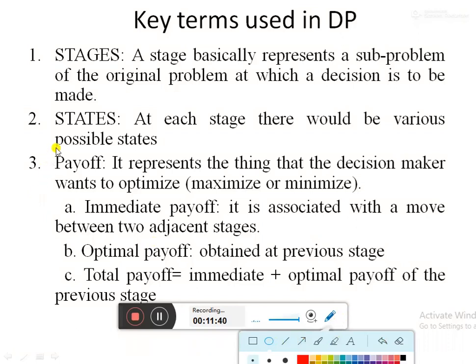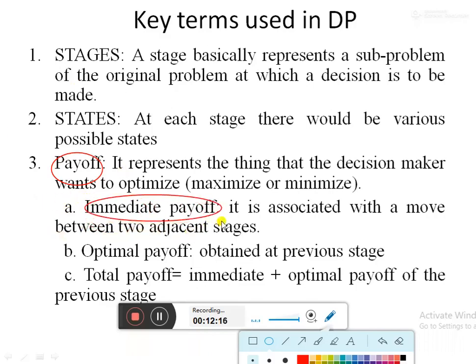The third term, that is the most important part of dynamic programming, is the payoff. Payoff basically represents anything that the decision maker wants to optimize. It can be the time the decision maker wants to minimize, or it can be the profit the decision maker wants to maximize, or it can be the cost again the decision maker wants to minimize. So payoff can be anything the decision maker wants to optimize. There are again different types of payoffs that we would discuss in dynamic programming, and one of these is the immediate payoff.